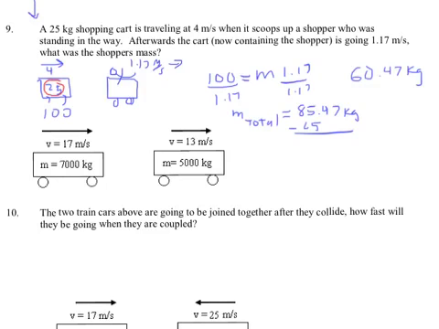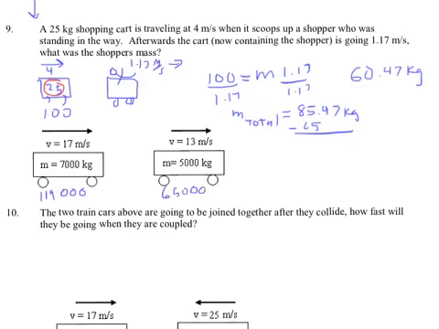That's going to give me 119,000 units of momentum, which are kilogram meters per second. And now I have to do the same thing here. I would say 13 times 5,000. So if I say 13 times 5,000, I get 65,000 units of momentum.